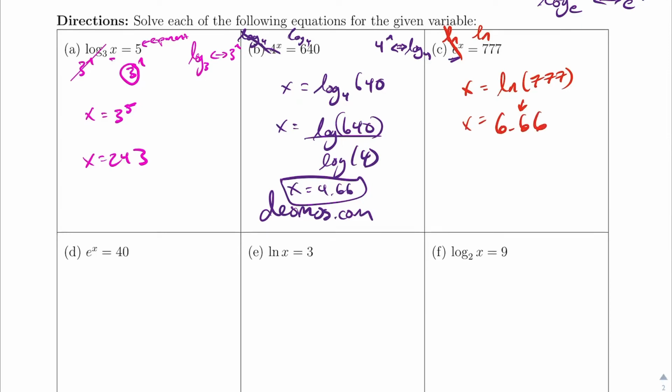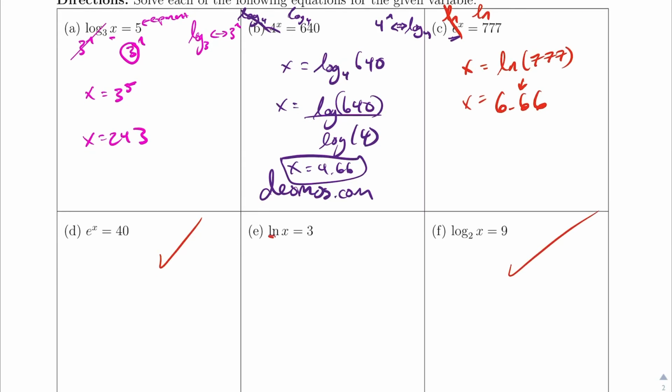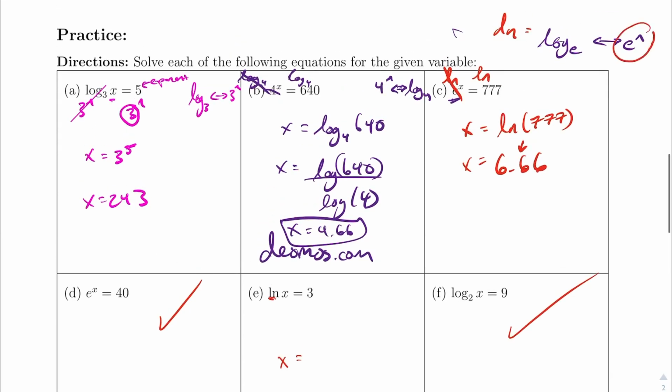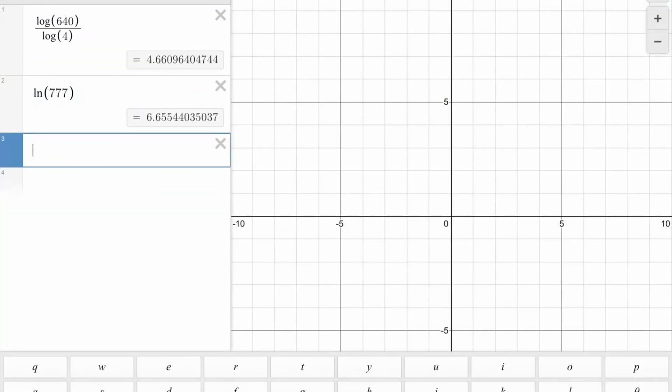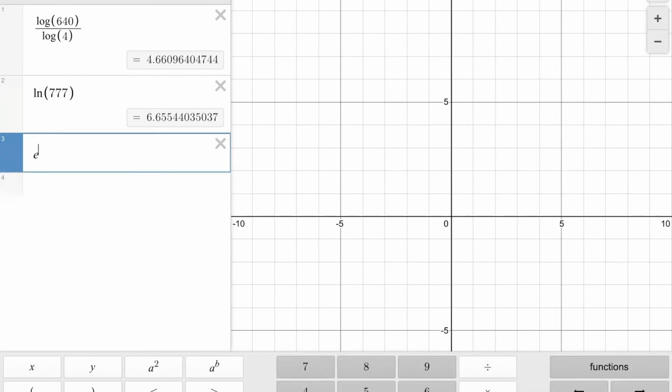All right, so you guys can do D, because it's very similar to what we saw before, and you guys can do F, but we're going to do E together. So to get rid of the ln here, so x is by itself, because e as a base and ln are opposites, we do base e to both sides. Base e and ln cancel out, giving us x equals e to the 3rd. So we get x is equal to e to the 3rd. So 20.09.